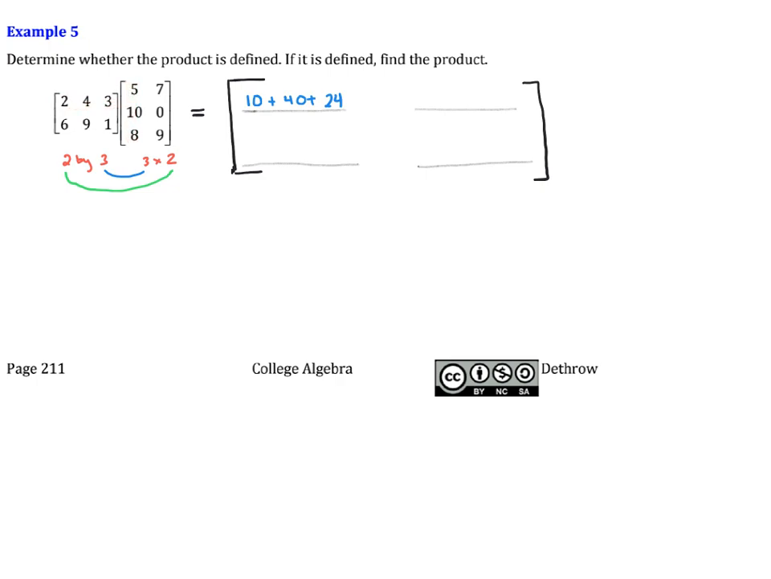Now if we look at this entry, this is the first row, second column. So first row, second column. And we multiply across and down. So 2 times 7, 4 times 0, 3 times 9.